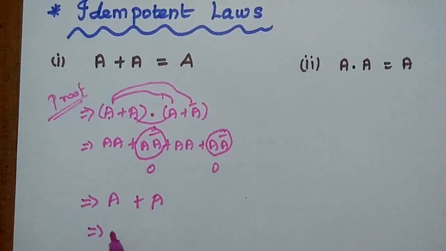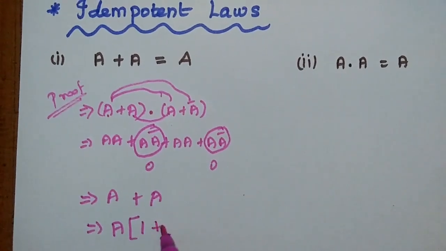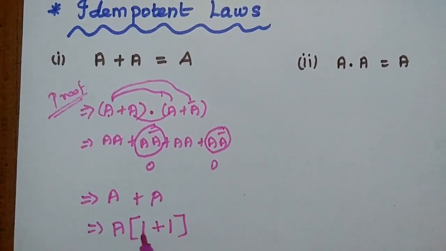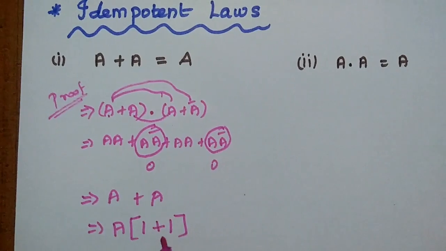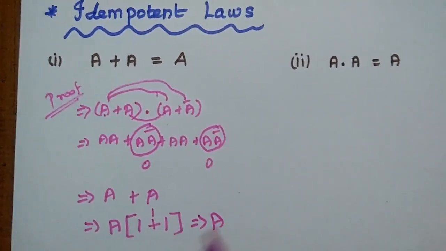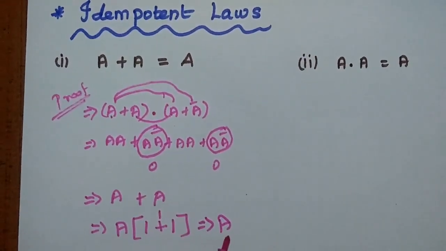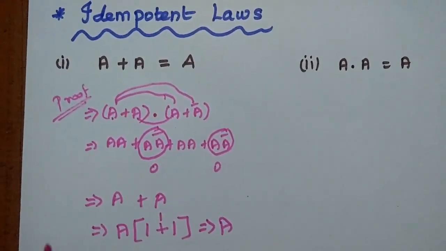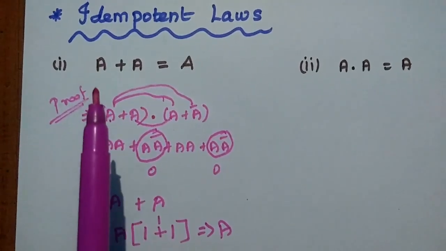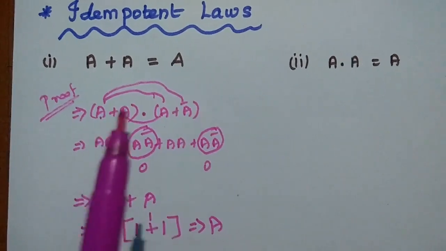We can take this a as a common, then what is the remaining term? 1 plus 1. So 1 plus 1, that Boolean sum is equal to 1. So the answer is equal to a. So we can get the right hand side as a. We have proved the first expression, a plus a is equal to a itself.